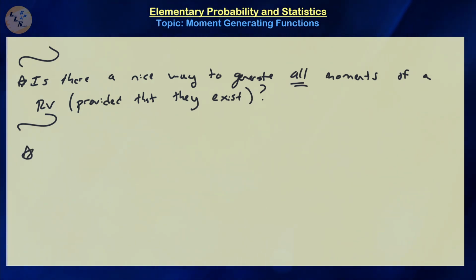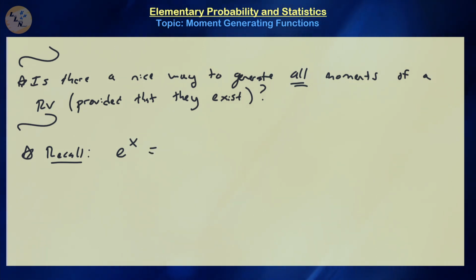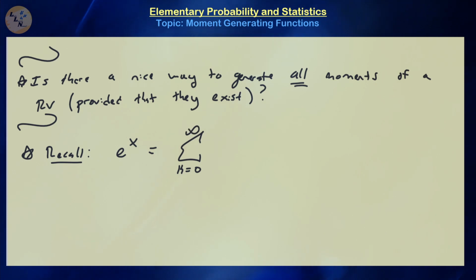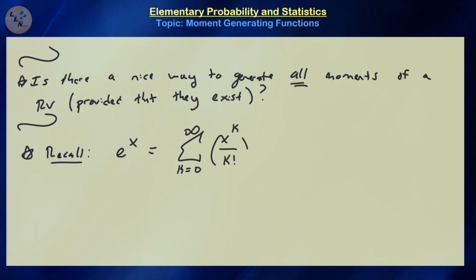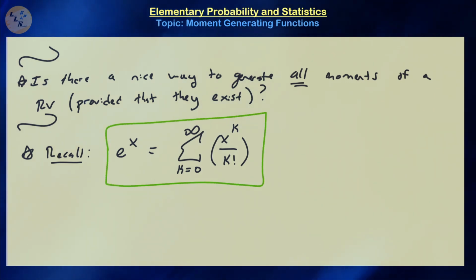If you took Calculus 1 or maybe even an advanced pre-calculus class, you should know that the function e to the power of x can be represented as an infinite sum. In particular, the sum from k equals 0 to infinity of x to the power of k all over k factorial. And if you've never seen this sum before, you can take this as a definition for this particular function e to the x.